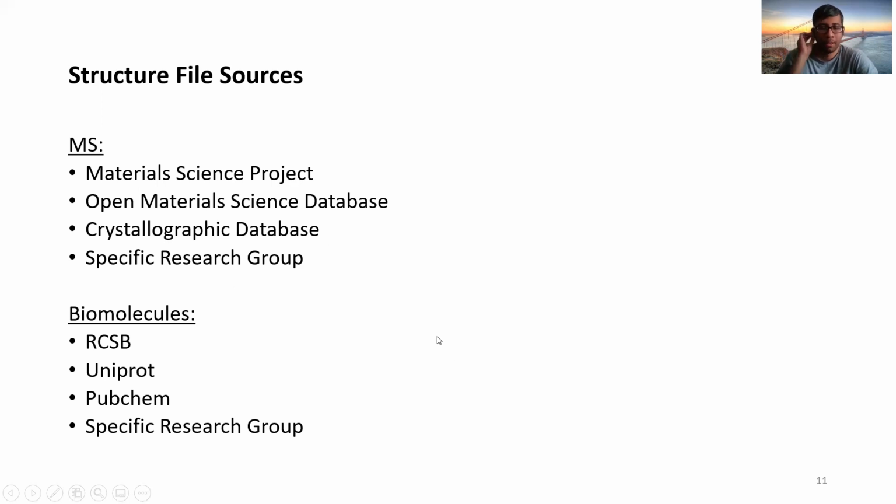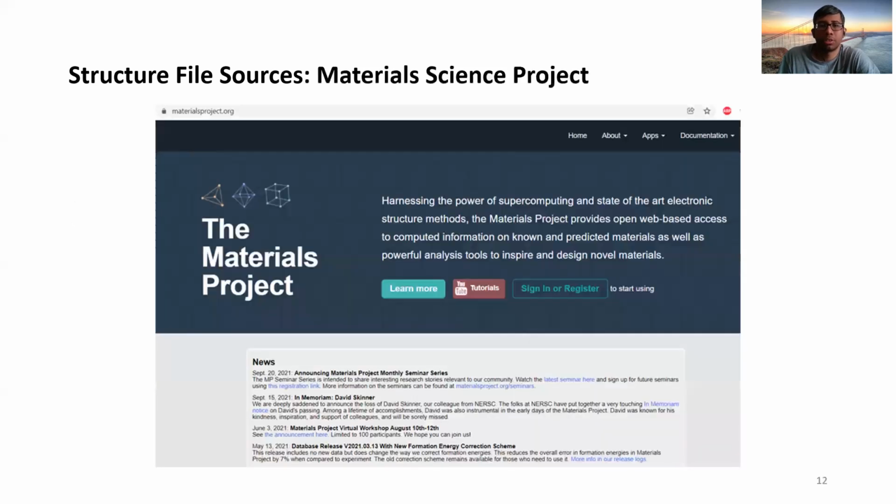And if it comes to biomolecules, RCSB is possibly one of the biggest databases for biomolecular structure files. Sometimes you get the structure files from UniProt or PubChem, and again from specific research groups' repositories. So the structure file sources can be diverse and multifarious, and you have to determine how you want to make your system or how you want to start with your structure.